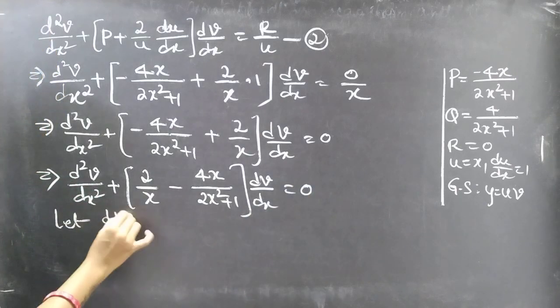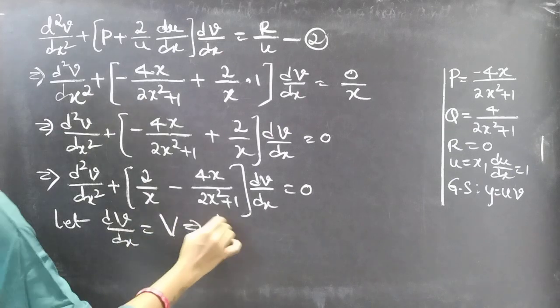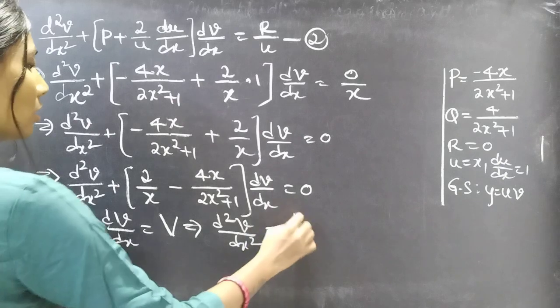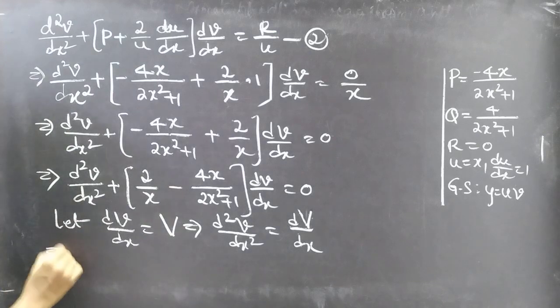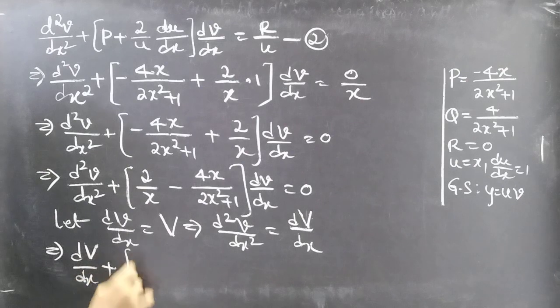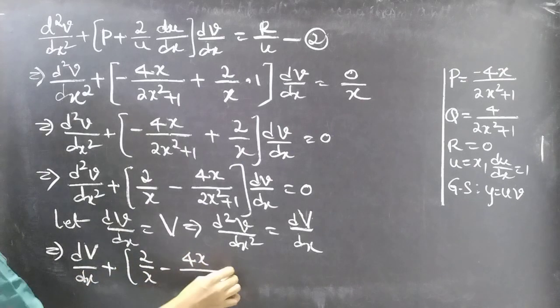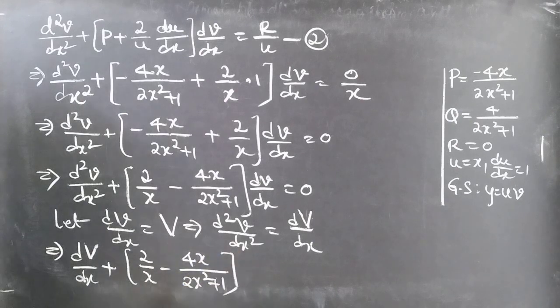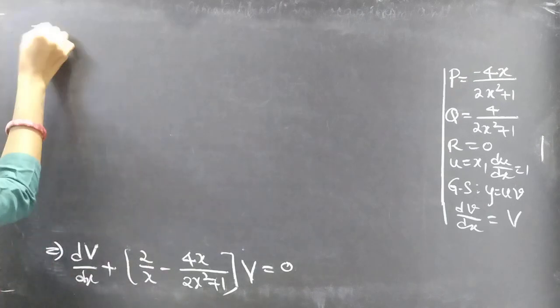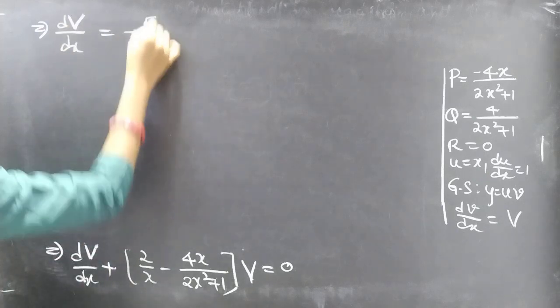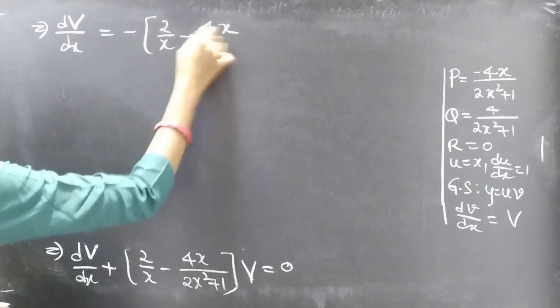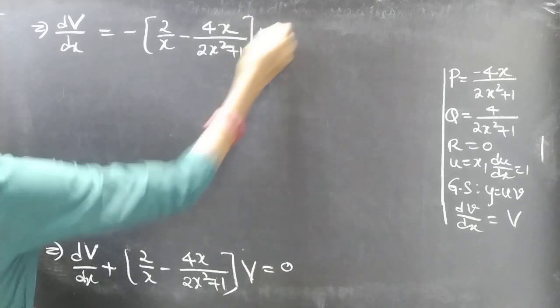Let dv by dx equal to capital V, then d square v by dx square will be d capital V by dx. Now the above equation becomes dV by dx plus (2 by x minus 4x by 2x square plus 1) into V equal to 0. Now separate the variables. Then this equation becomes dV by dx equal to minus of (2 by x minus 4x by 2x square plus 1) into V.